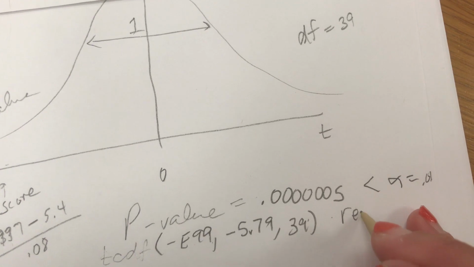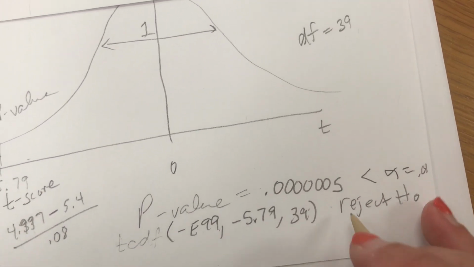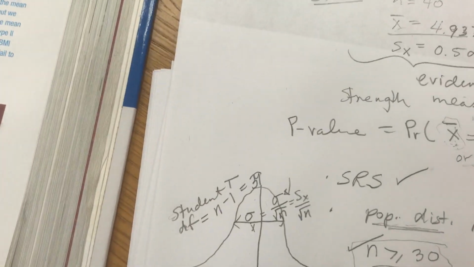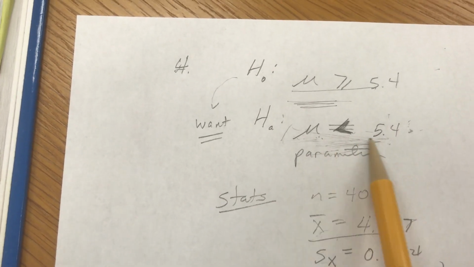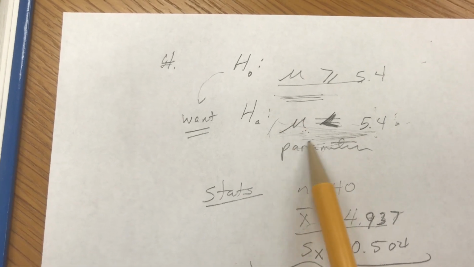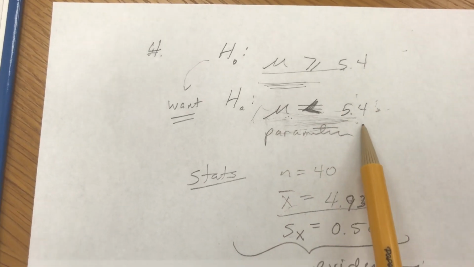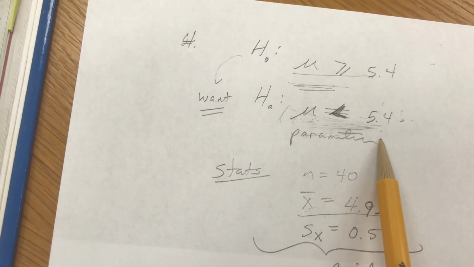So I'm going to reject the claim. Reject the null hypothesis, and support the alternative. So I can say that the evidence supports the claim, this is what we wanted, that the true population's average red blood cell count is less than 5.4, and I believe that was in million cells per microliter.